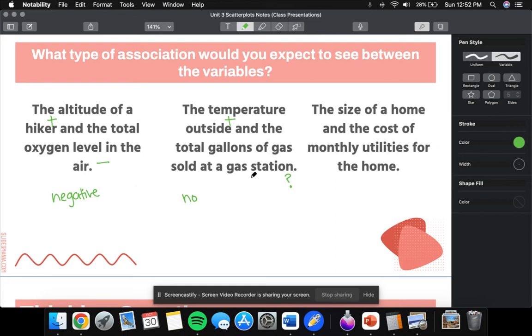And then finally, the size of a home and the cost of monthly utilities for the home. For this one, as the size of a house gets bigger, the cost of utilities usually costs more as well, for heating or cooling. So this would be a positive association.